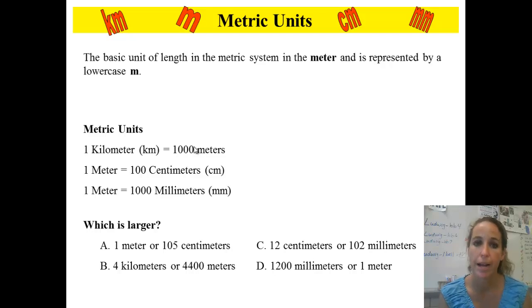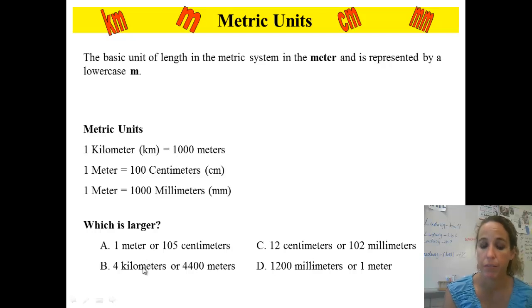So we're going to do a little practice where we try to figure out which one is larger. Take a minute to think. Which one's larger, a meter or 105 centimeters? Make sure you use your conversions right here to help you. Hopefully you used this middle conversion, 1 meter is equal to 100 centimeters, so we're really comparing 100 centimeters and 105 centimeters. So obviously 105 centimeters is the larger.